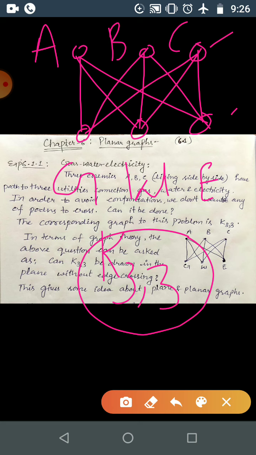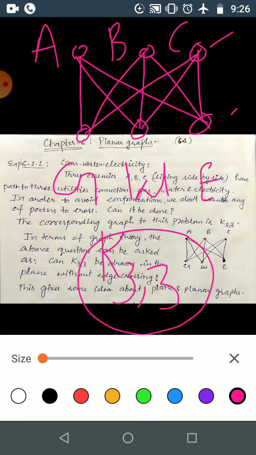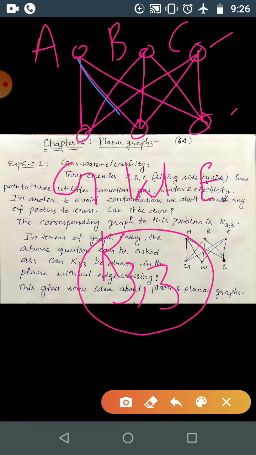Now the question is, we don't want any confrontation. So to avoid confrontation, we don't want any of these paths to cross. This we don't want, correct. This one we don't want, and also this one we don't want. Here these paths are crossing, and likewise here many paths are crossing, correct. So we don't want these paths to cross, okay. So how can we do this?